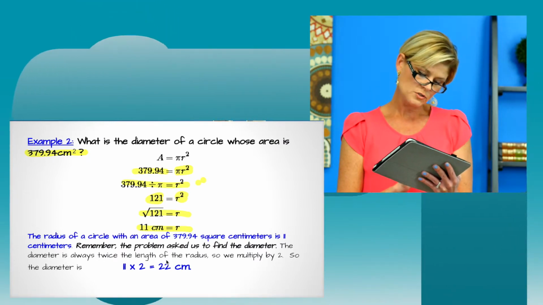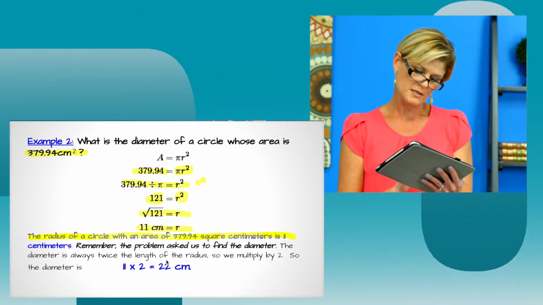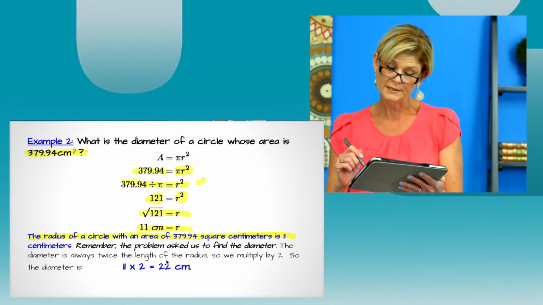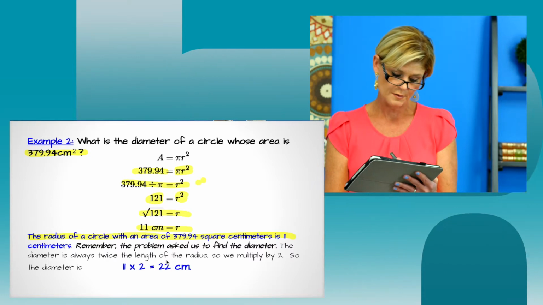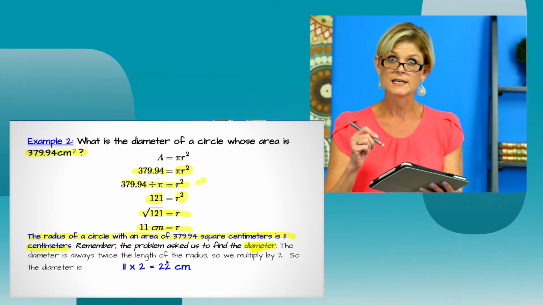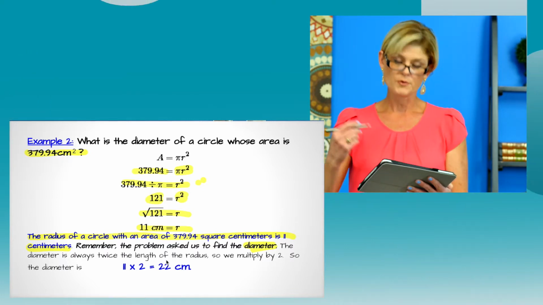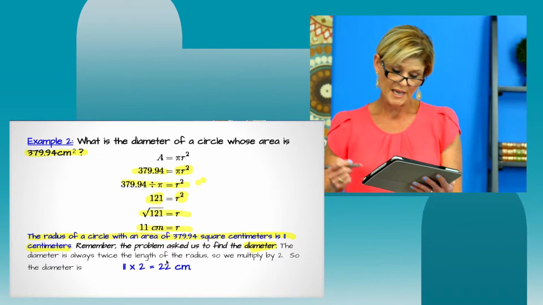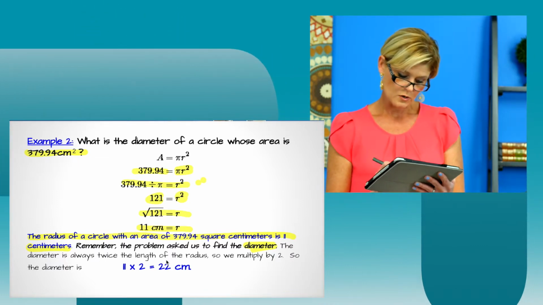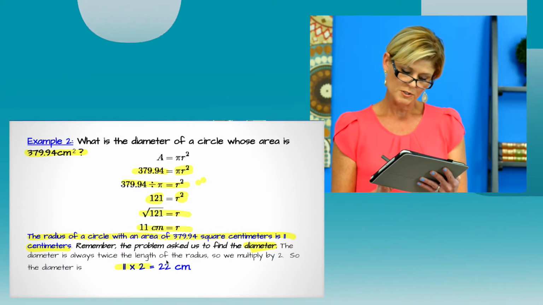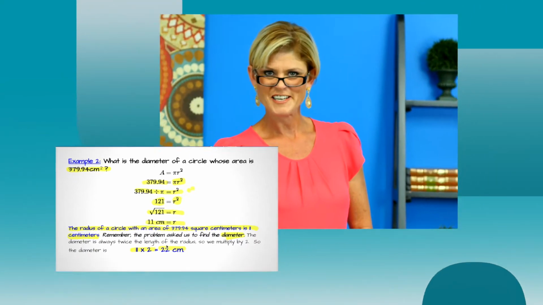So the radius of a circle with an area of 379.94 square centimeters is 11 centimeters. Are we done? Remember, the problem asked us to find the diameter. The diameter is always twice the length of the radius, so we simply have to multiply it by 2. The diameter is found by multiplying 11 by 2, which is 22 centimeters. And that's our answer for this problem.